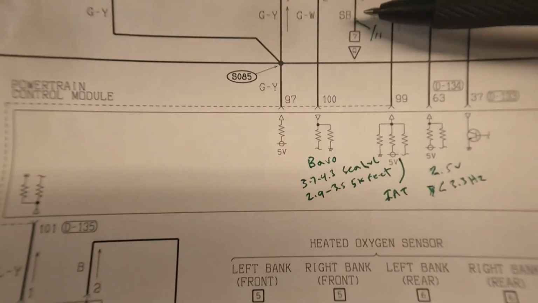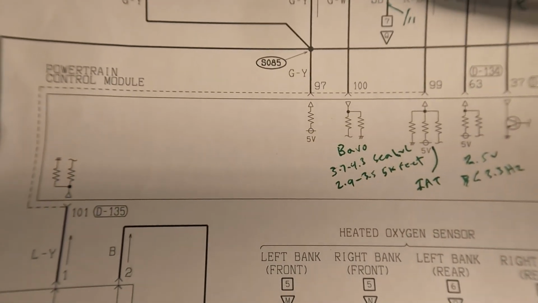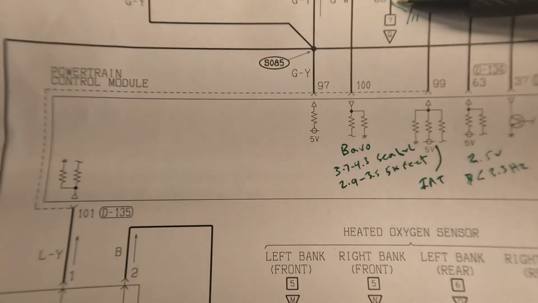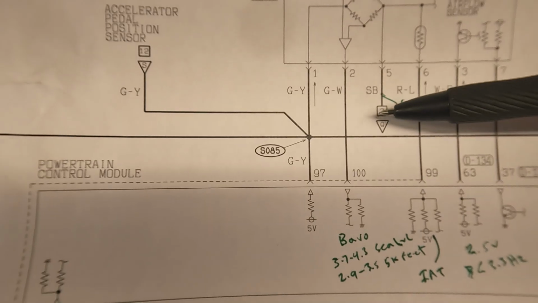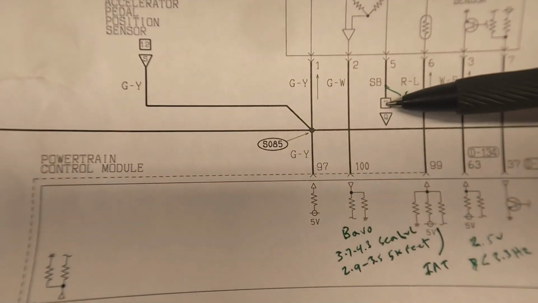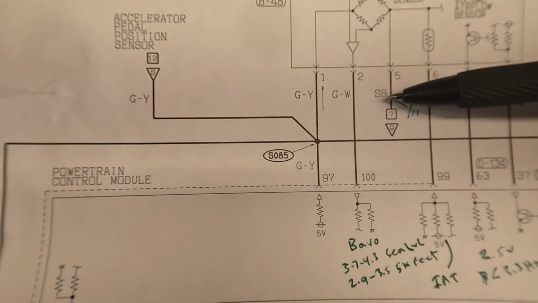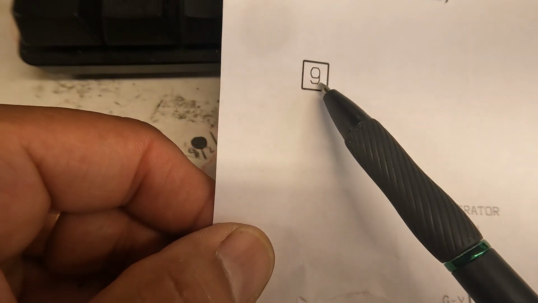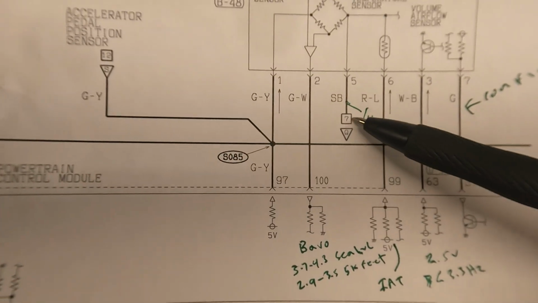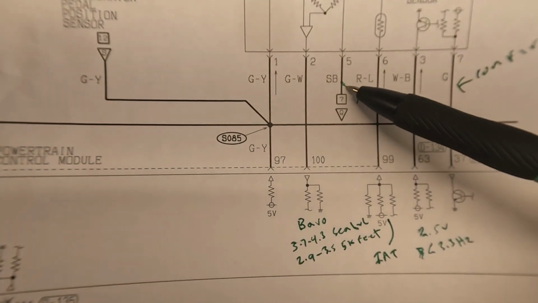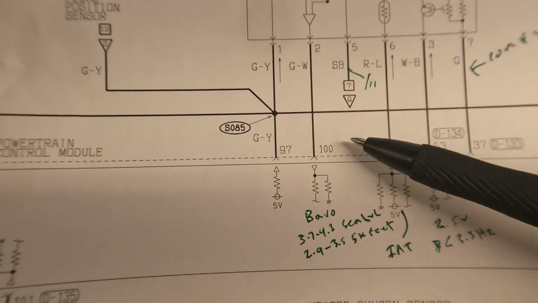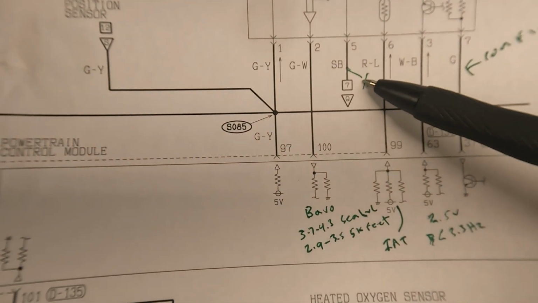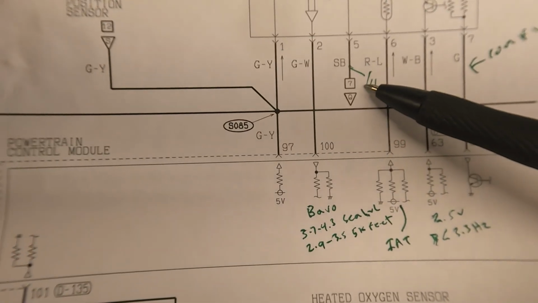Terminal number 5 is the sky blue wire, light blue wire, and that basically goes to ground. It goes to another terminal here. If you see this, it says 7Q. Right now we're on page number 9 of this wiring diagram. If we go to page number 7, we'll see the continuation of that terminal. Basically that terminal goes into the computer, and then through the computer it goes to ground. So the sky blue wire is a ground circuit.